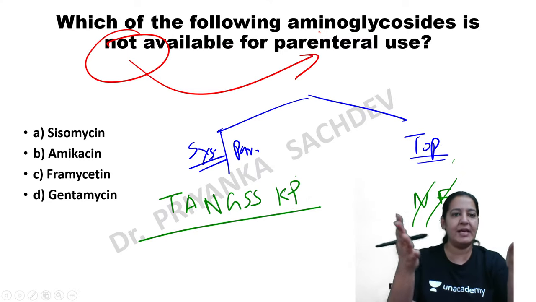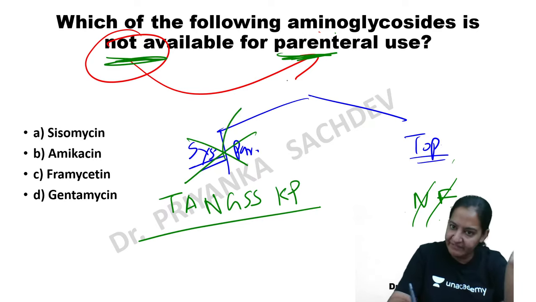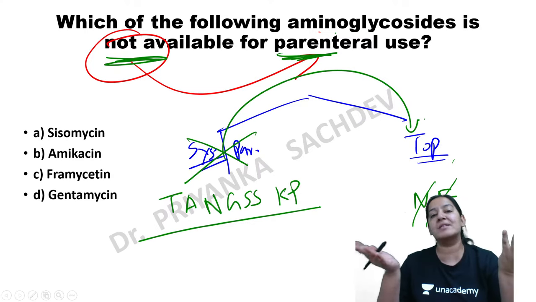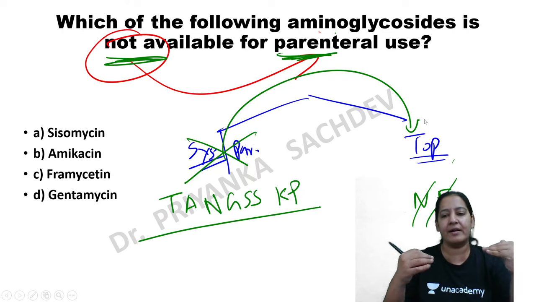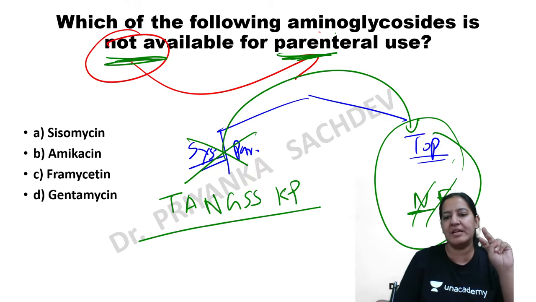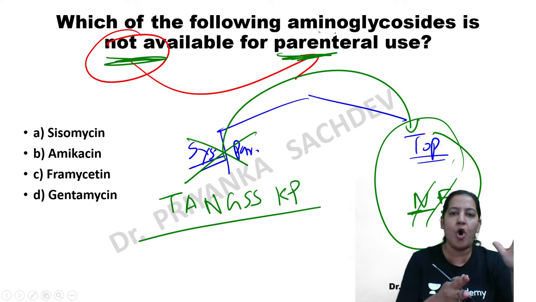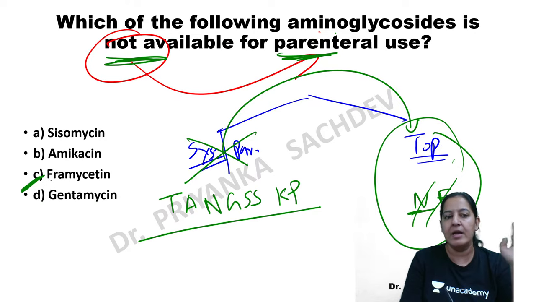Now, what is the question? Which of the following aminoglycosides is not available in parenteral? So basically, which is topical? The examiner is not asking you directly for the topical aminoglycoside. He is asking you indirectly. Topical ones are only 2, neomycin and framycin. Whatever is available in the options, we will go for that. Framycin is available, neomycin is not. So I will go with C.